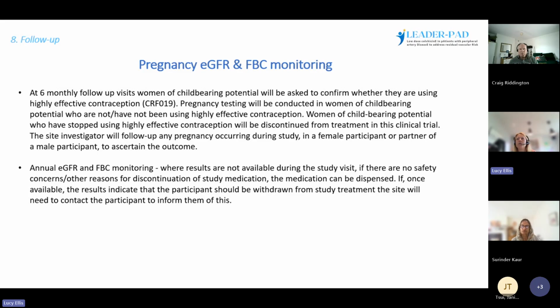With regards to annual EGFR and full blood count monitoring, where results are not available during the study visit, if there are no other safety concerns or other reasons for discontinuing the study medication, the medication can be dispensed. And if, once available, the results indicate that the participant should be withdrawn from the study treatment, then the site do need to contact the participant to inform them of this. And that process has all been agreed with the MHRA and is written into the protocol.